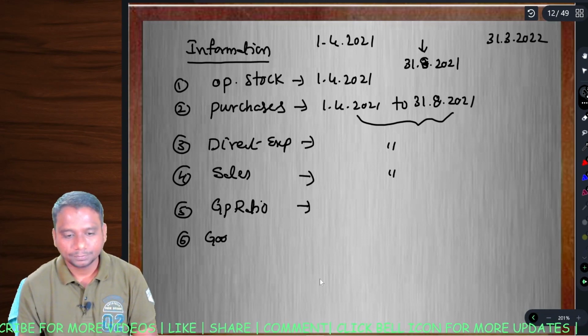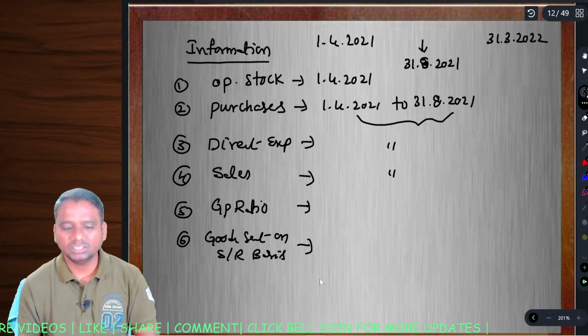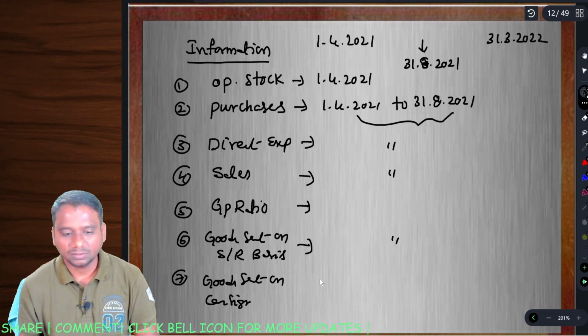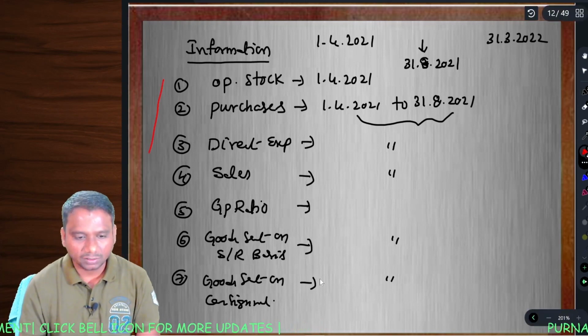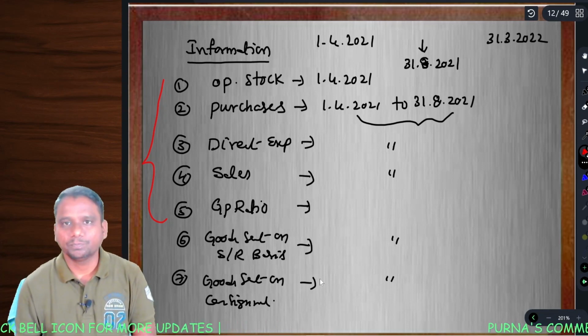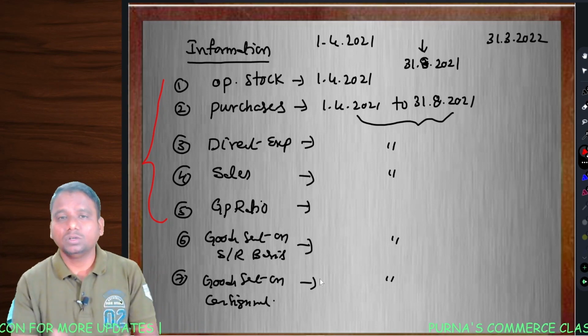Another information is goods sent on sale or return basis. This is optional information for the same period. And next one, goods sent on consignment. This is also optional information. Basically you need these 5 things first. If you have these 5 things, then it is easy for us to calculate closing stock.